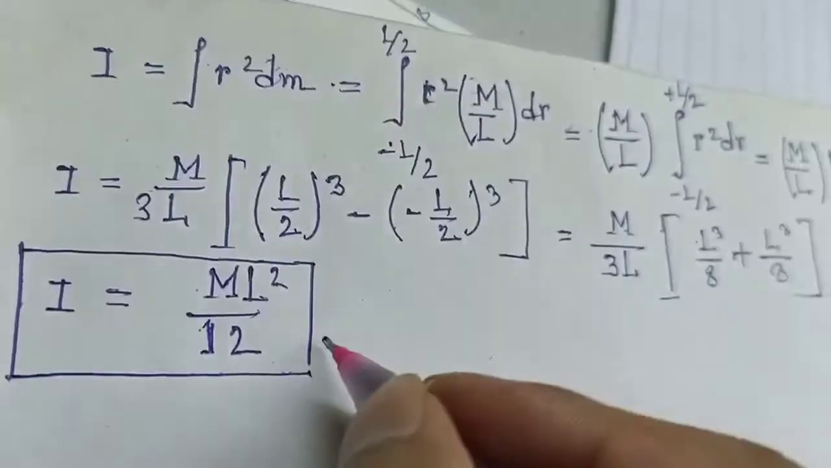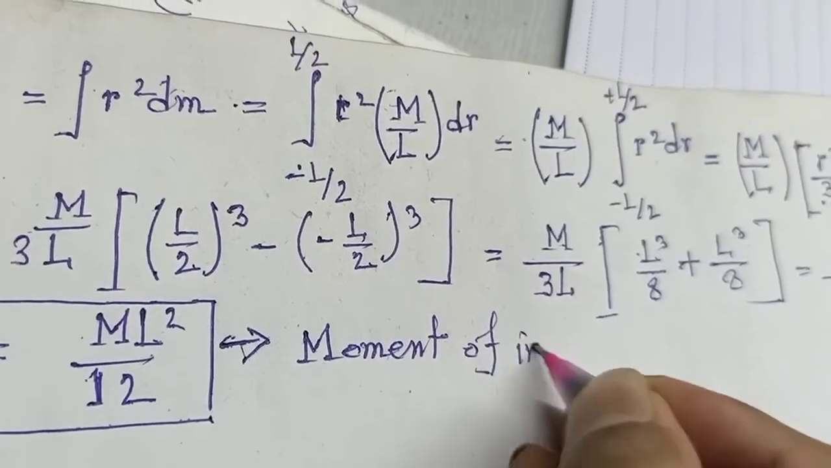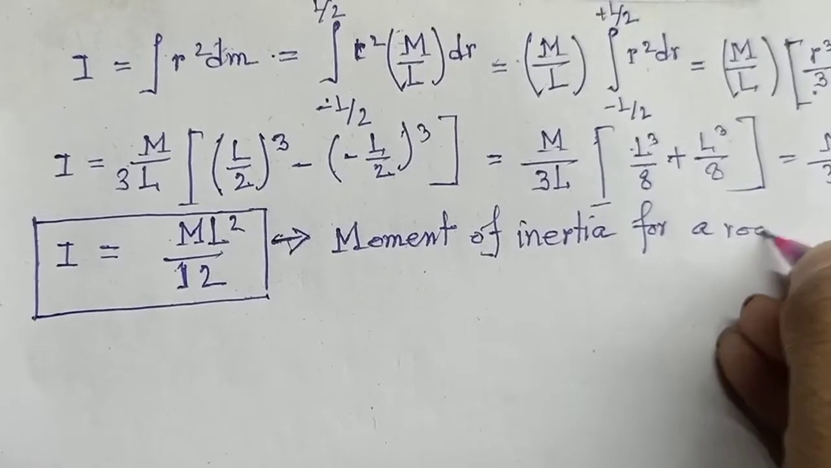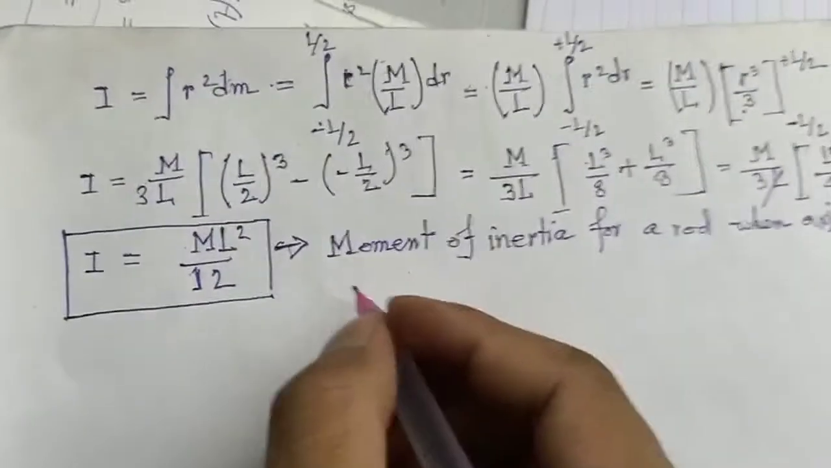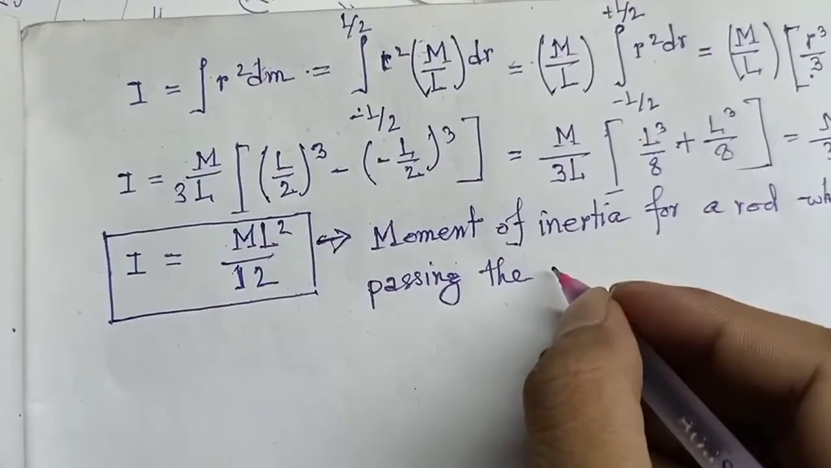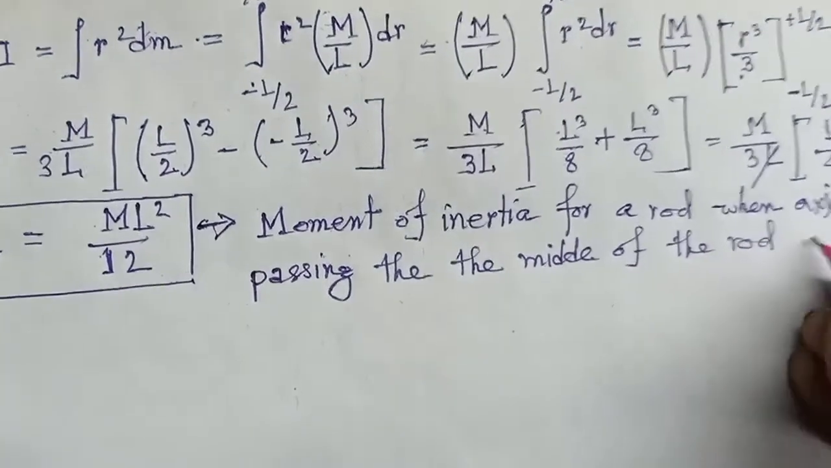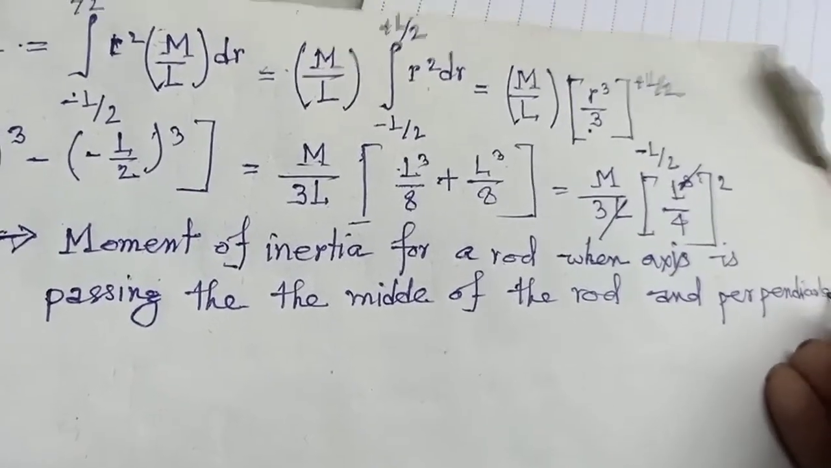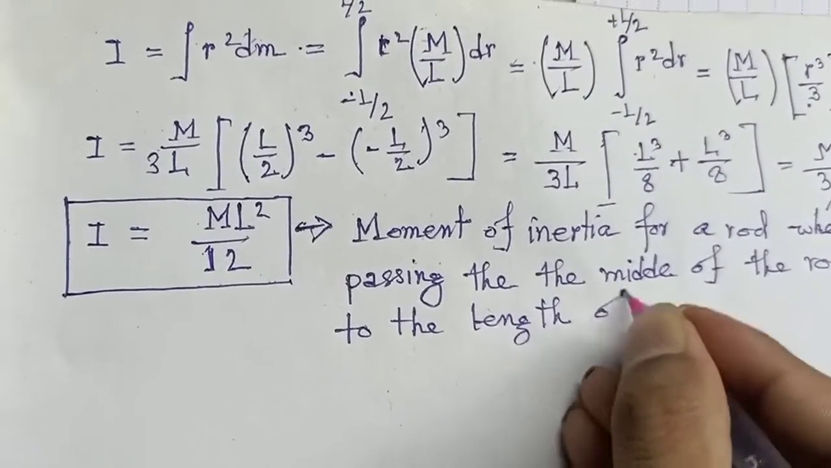So this is the moment of inertia. Moment of inertia for a rod when the axis is passing through the center or the middle of the rod, and also perpendicular to the length of the rod.